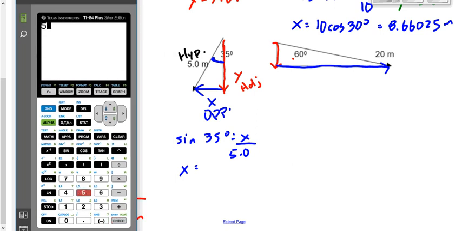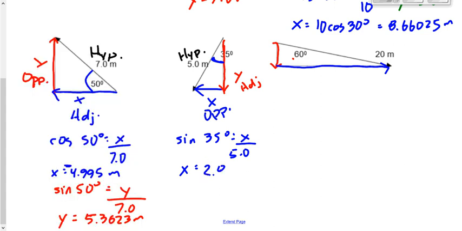Let's say 5 times sine 35 gives us a value of 2.8679. Is that right? Yes, who said that? Good. We're going to make that negative because, how come? How come you said that? Good, because it's to the left.